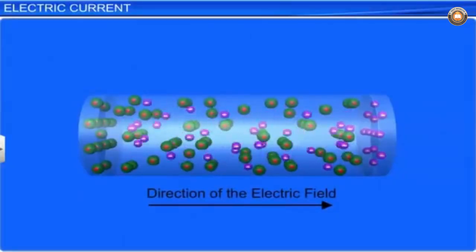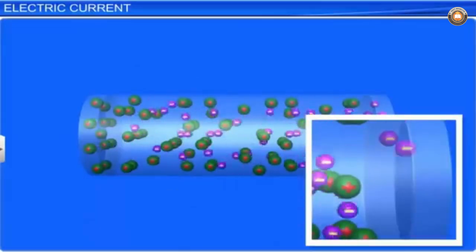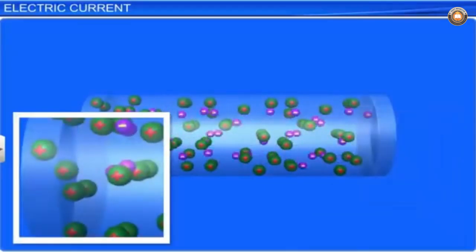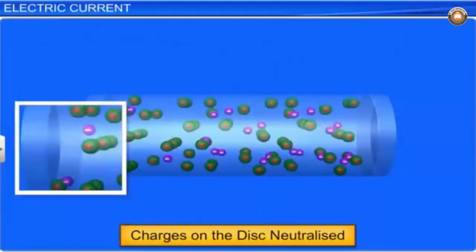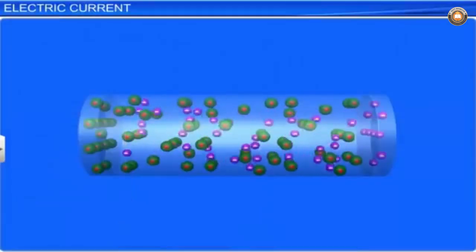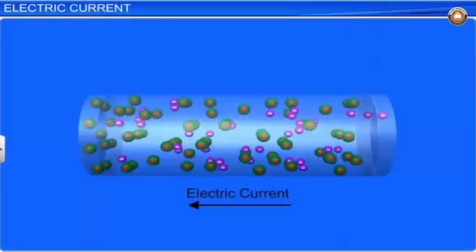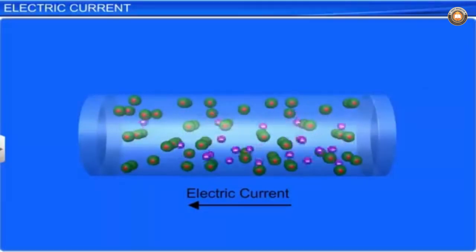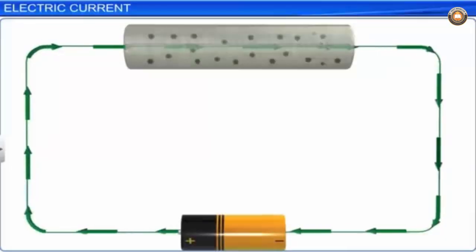The electrons are accelerated and move towards the positive charge. On reaching the positive charge, they neutralize the charges on the disc. The unidirectional motion of these electrons constitutes an electric current. This electric current exists only for a very short time, that is, till the charges are neutralized. We can attach the two ends of a battery or a cell to the two discs to maintain a steady electric field and thereby obtain a steady current.